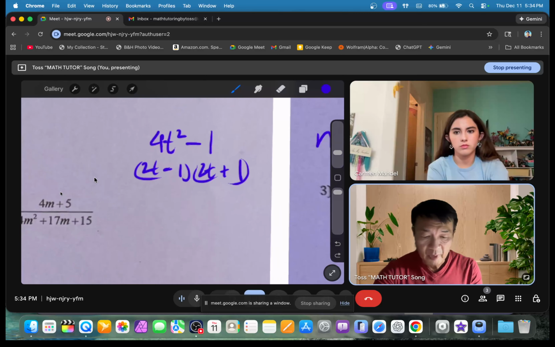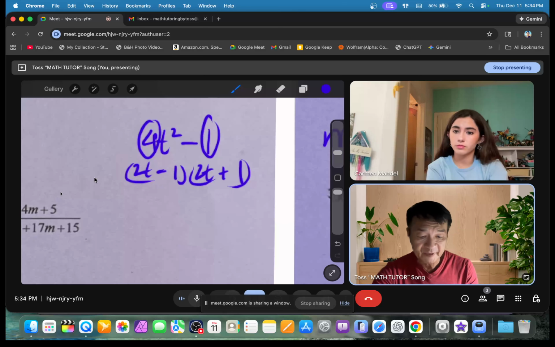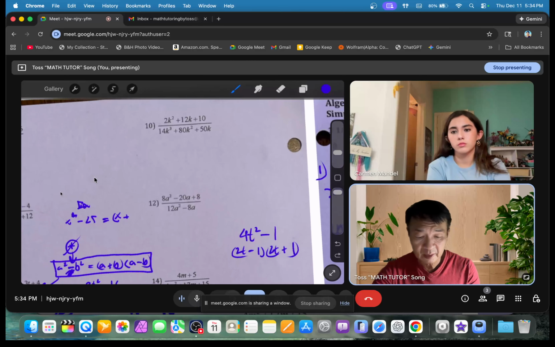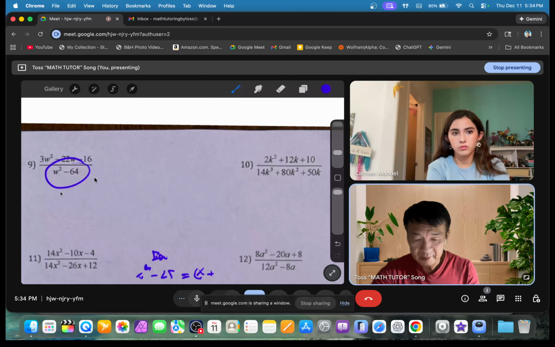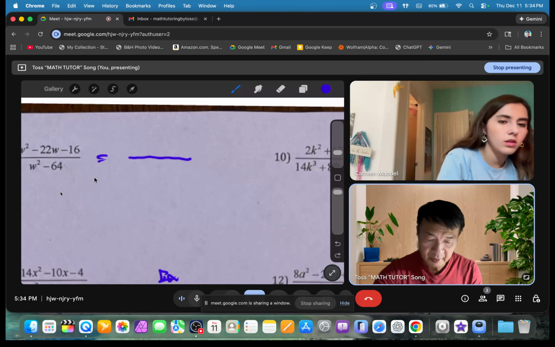So why? This is a perfect square number, and 1 is also a perfect square number, because 2 times 2 is 4, 1 times 1 is 1. If you ever identify perfect square numbers with a minus in between, they're factorable. It's a difference of squares. So you've got to look out for that. Okay, I see that. Since we're working on that, we might as well do this one right away. So what is the denominator?